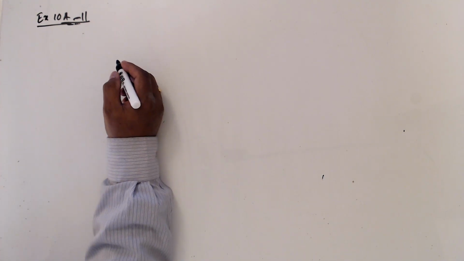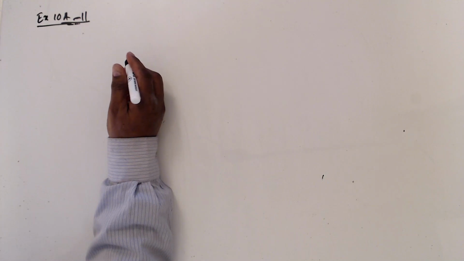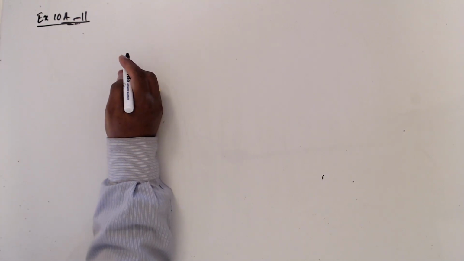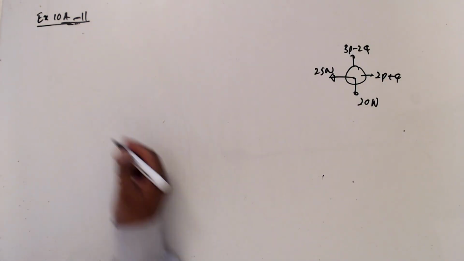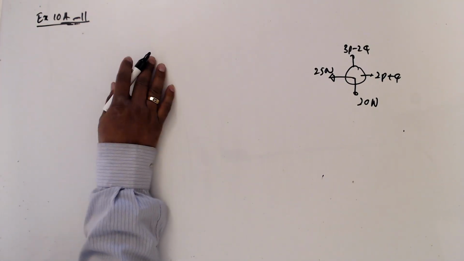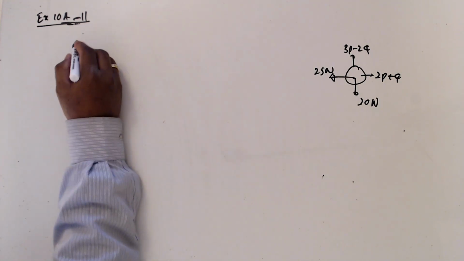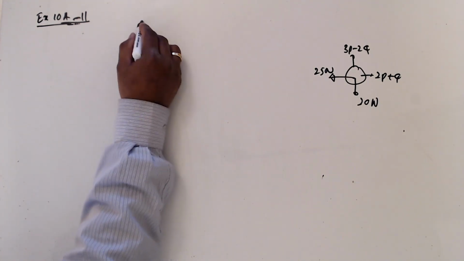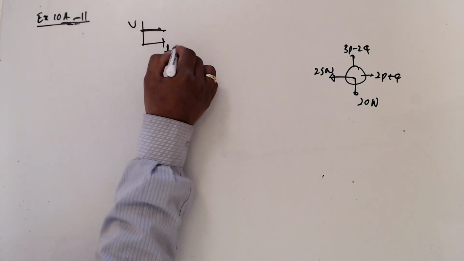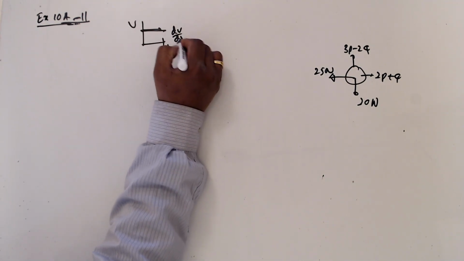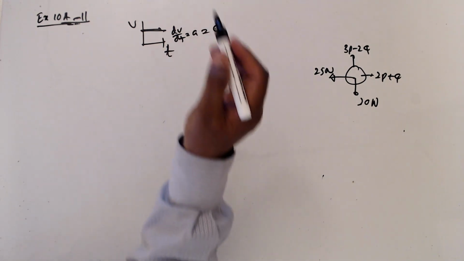Question number 11. Given that the particle in the diagram is moving with constant velocity, find P and Q. Now we know that this is a particle moving with a constant velocity. If the velocity is constant, then as we discussed earlier, in this t and v graph, velocity is constant, so dv over dt, which is a, is zero acceleration.